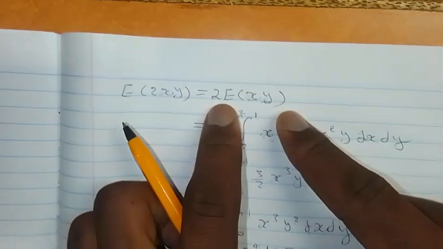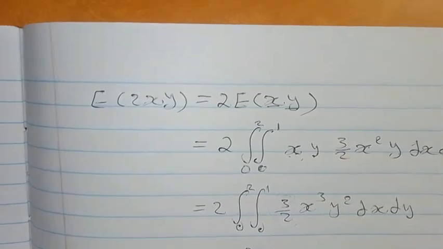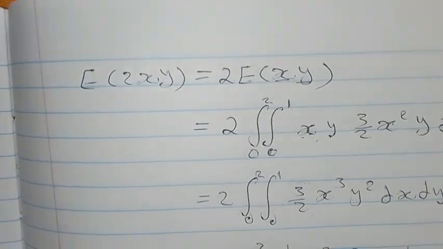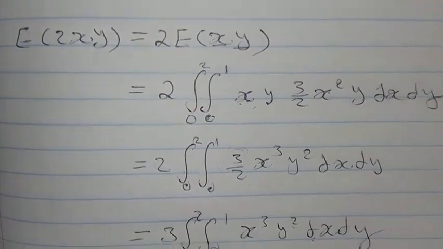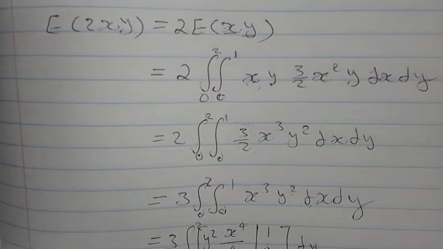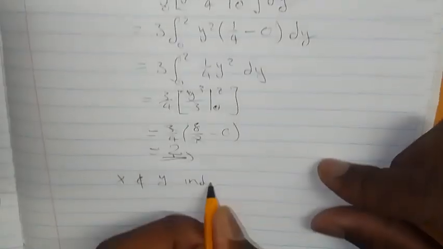So from this, we can say that the expected value of xy is just 1. Now the question comes and says, are x and y independent?